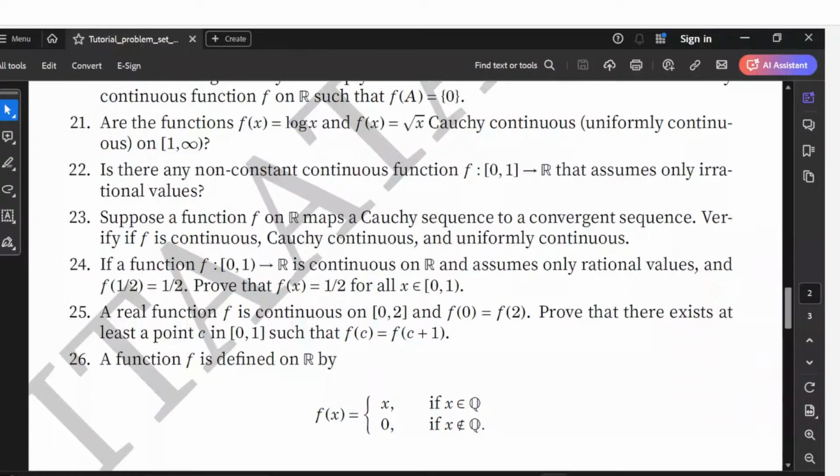What about question number 24? If f is a function that assumes only rational values, and f of half is half, prove that f of x equals half for all x. So it will be a constant function. If it assumes only rational values, it is again the same type of idea, but you have left zero open, so you cannot directly apply the intermediate value theorem over there.